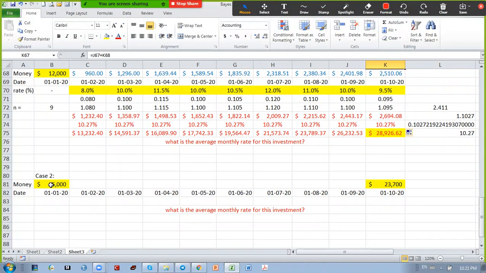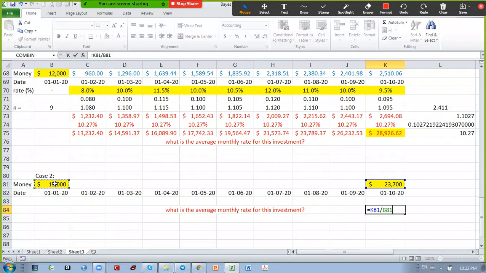Case 2. I put this amount of money in the first period investment, and then I know that at the end of the period my investment will provide me totally 23,700. I put now only 15,000, but at the end my investment will provide me 23,700,000. So again, the same question: what is the average monthly growth rate of my investment? In this case we know the ending and we know the beginning.